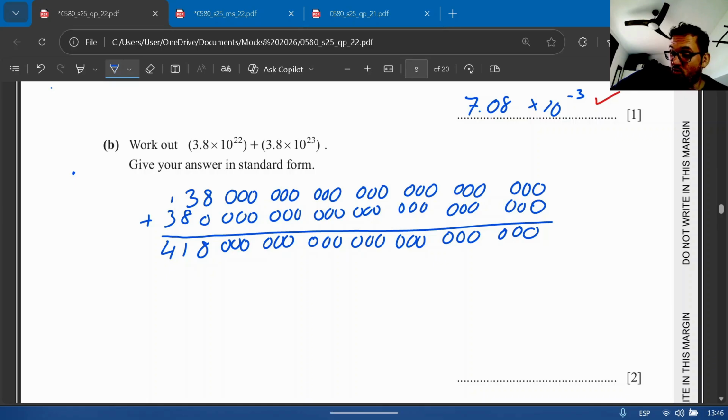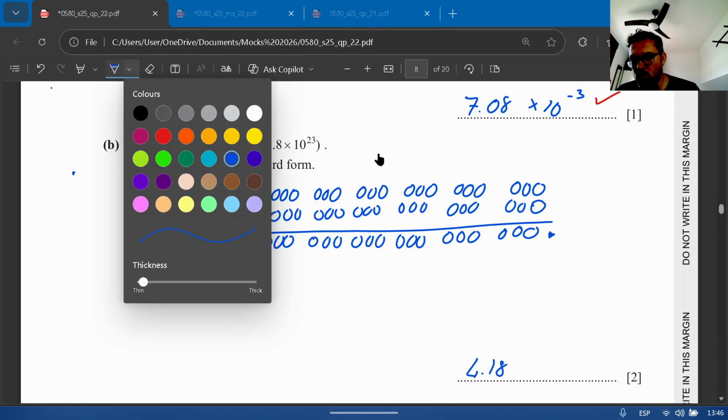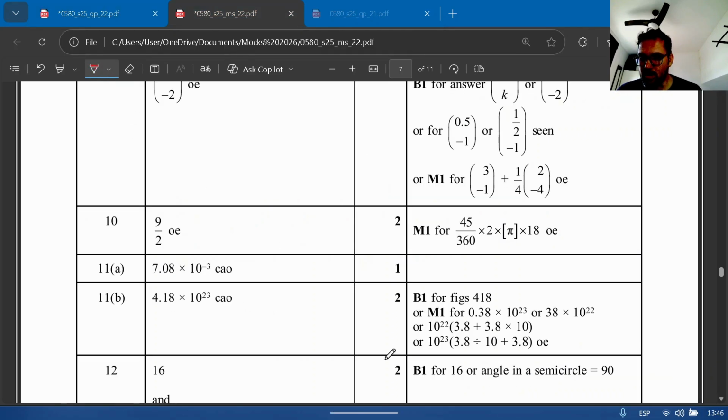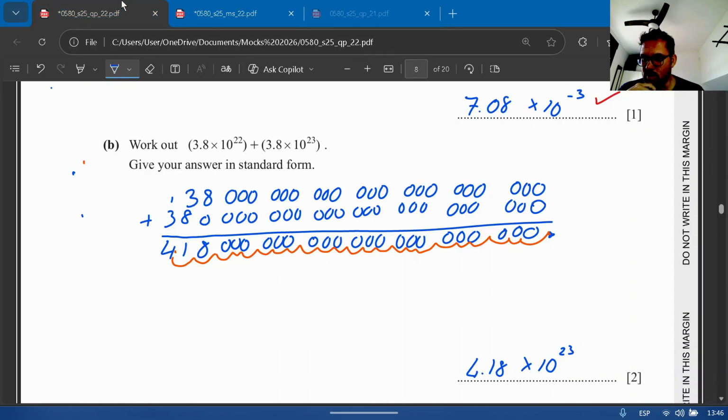But anyway, so now put it in standard form. The decimal point is over here. We need to put it there again to make it 4.18. So how many spaces are we moving it? 1, 2, 3, 4, 5, 6, 7, 8, 9, 10, 11, 12, 13, 14, 15, 16, 17, 18, 19, 20, 21. You didn't have to count that, you knew that, right? 21, 22, 23, bam, decimal point over there. So times 10 to the power of 23. 4.18 times 10 to the power of 23. Correct answer only. Basically, if they see the digits 418 without the decimal point, 1 mark. And correct, you have to have this for full marks, 2 marks.